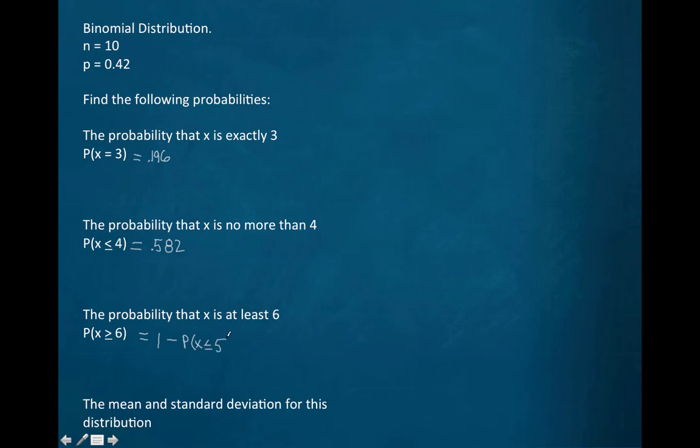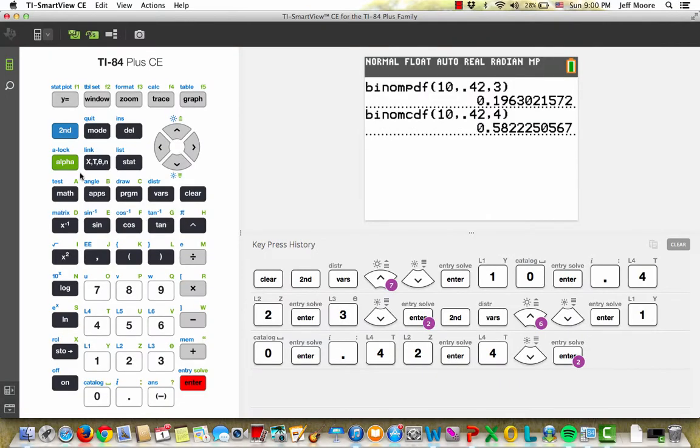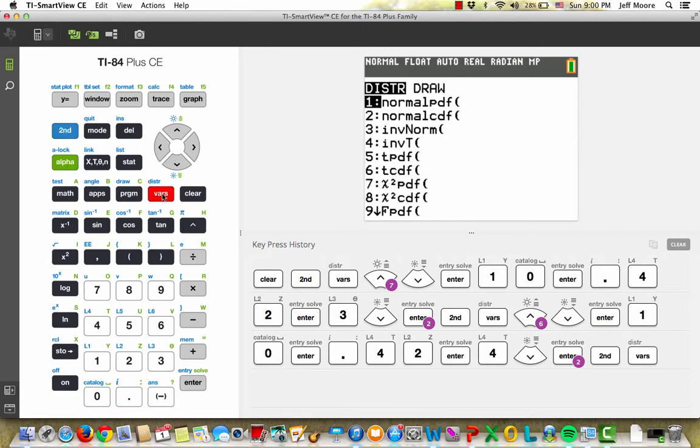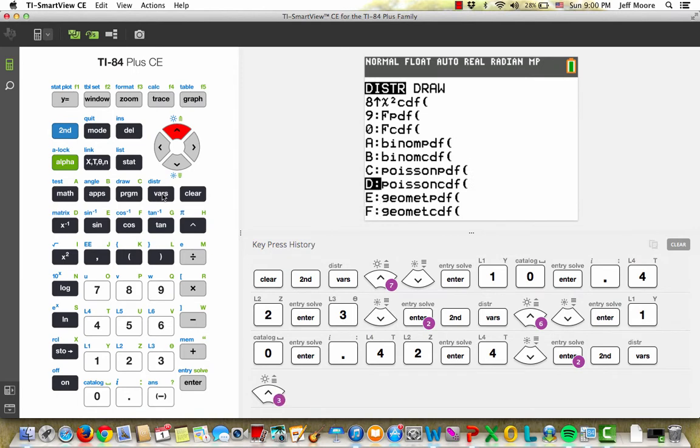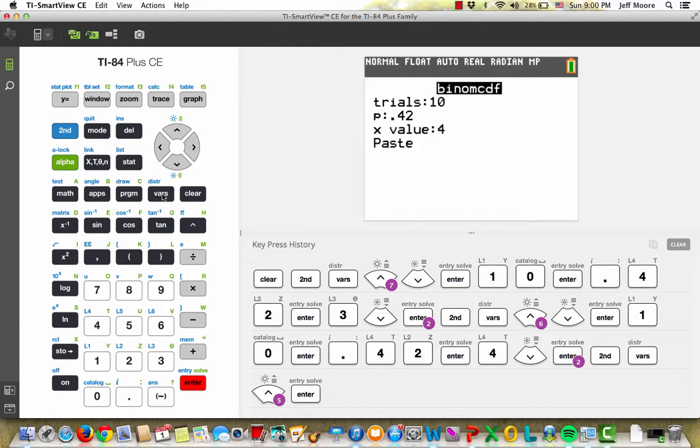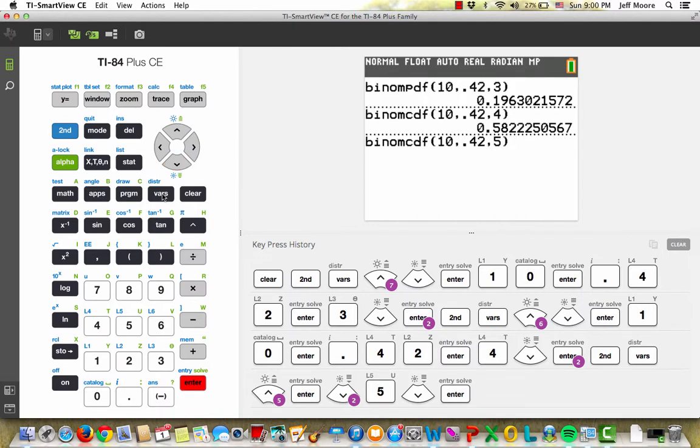So what we're going to do is use the Binomial Cdf function again. So we're going to go second, variables, distributions, and then go to the Binomial Cdf function. Again, the number of trials is 10. The probability of success is 0.42. And this time, our value is going to be 5. So again, our order here is n, p, x.